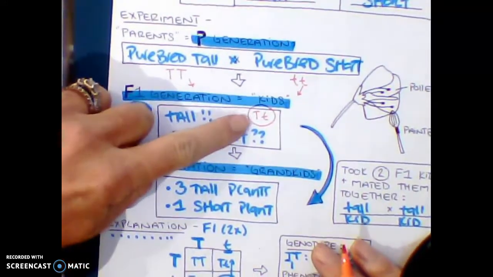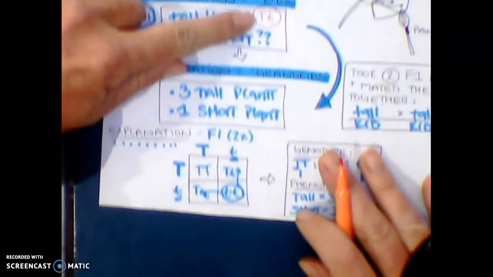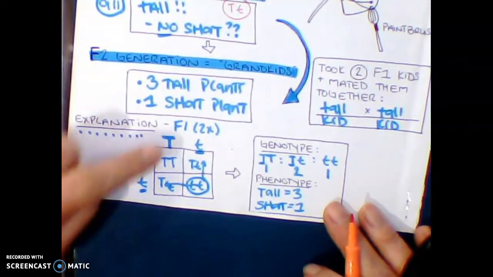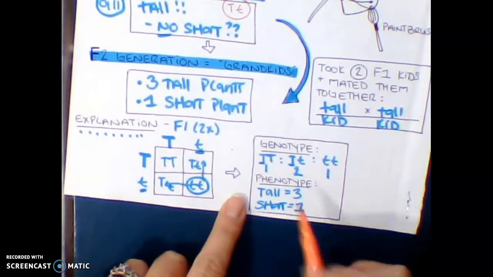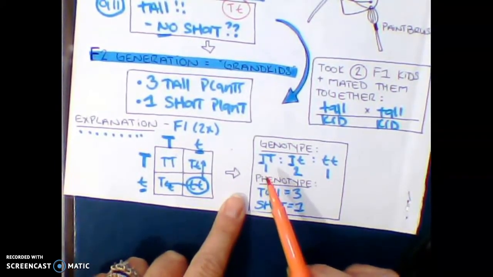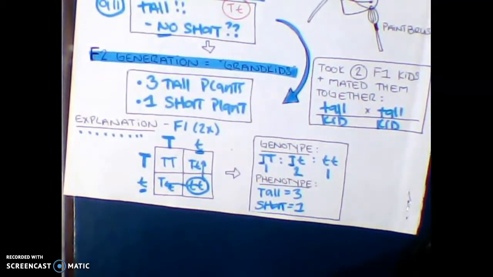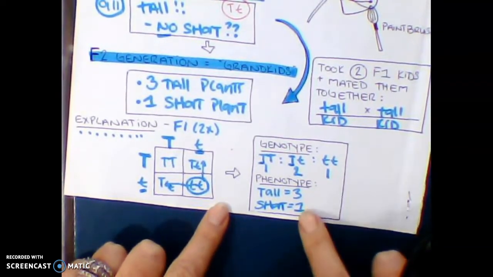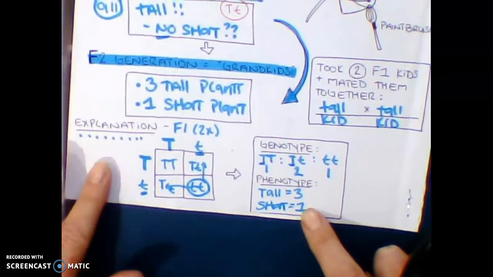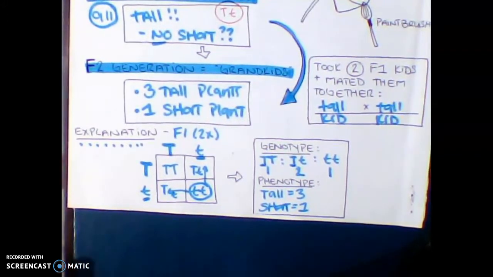So when we mate two heterozygous children together, which you can see down here on the bottom, we end up creating a genetic ratio of 1 to 2 to 1. So we have 3 that will contain a physical tall trait, and then 1 that will contain a physical short trait. Now again, this is what the expected ratio is. This is not the actual ratio. So what's expected is a 3 to 1.